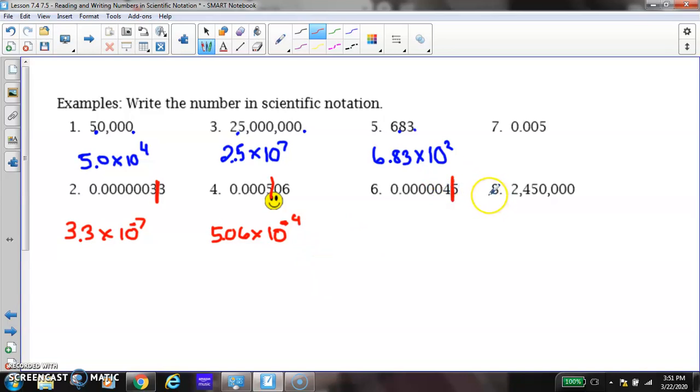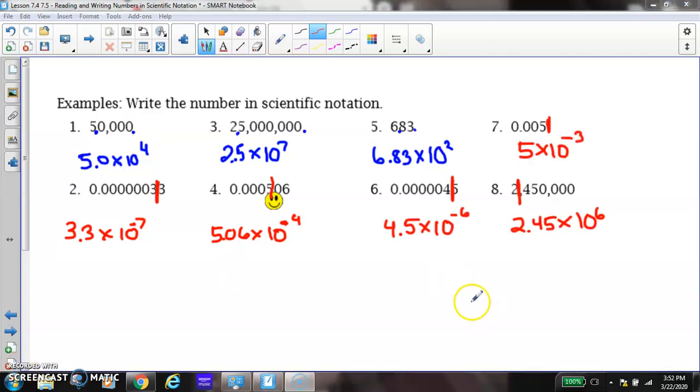Okay, for problem number 6, you want to end up with a decimal point in between the 4 and the 5. In question number 7, you want to end your decimal point after the 5 because you want to have a number between 1 and 10. And for problem number 8, in between the 2 and the 4. So I'm going to pause the video and I want to see what you guys can come up with. I'd like you to pause the video also and try out these 3 on your own.